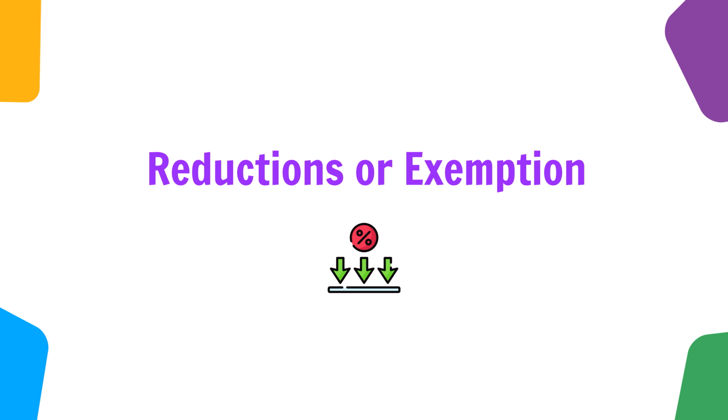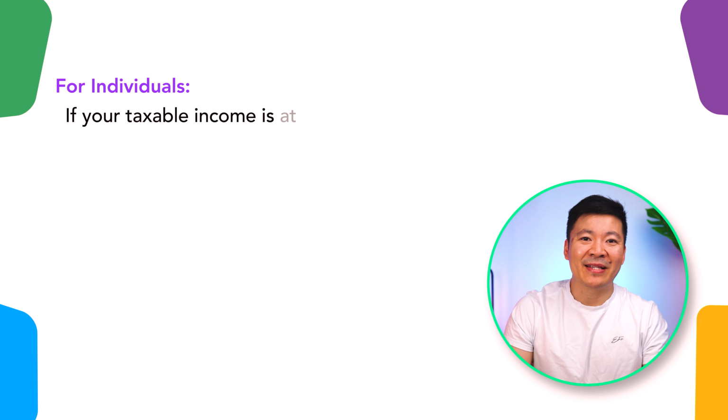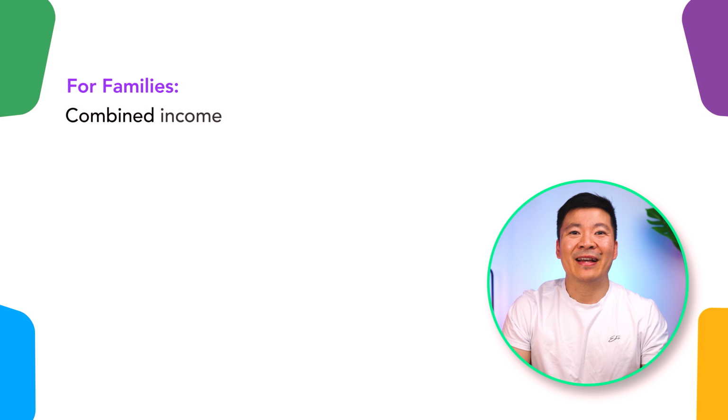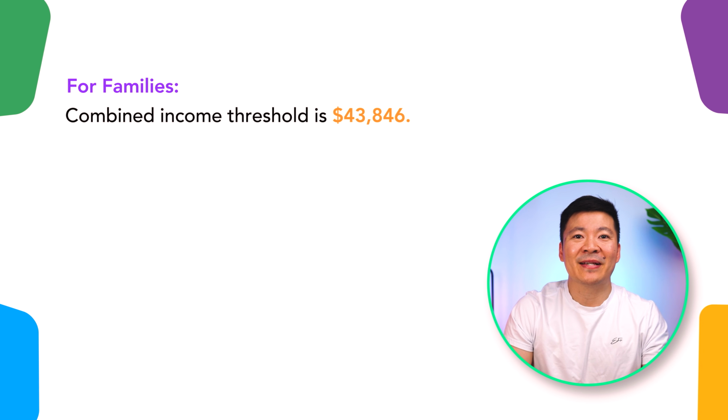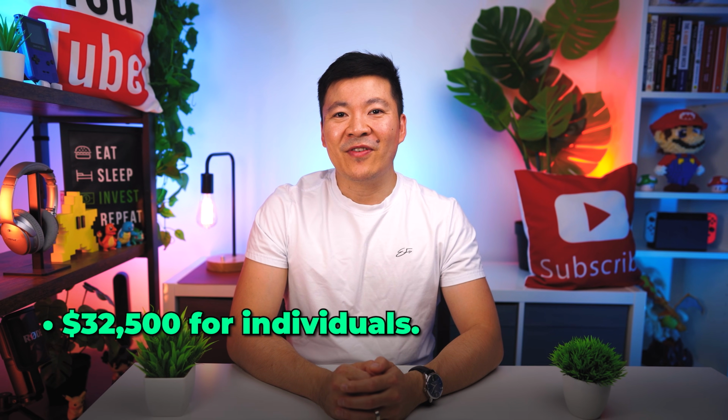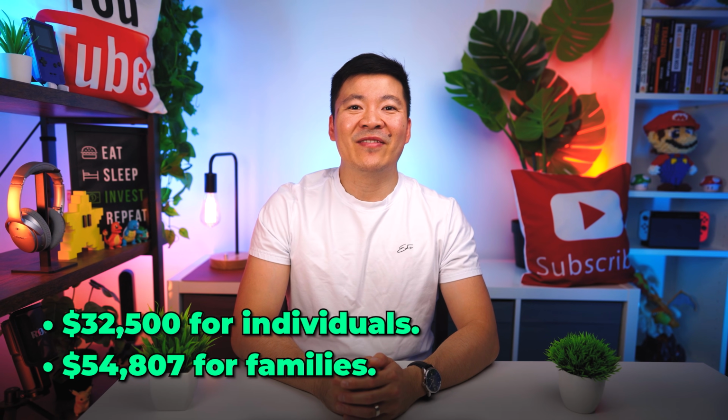Let's now talk about who can get a Medicare levy reduction or exemption. Low income earners. If your income is below certain thresholds, you may qualify for a reduction or exemption. For individuals, if your taxable income is at or below $26,000, you are exempt from Medicare levy. For families, the combined income threshold is $43,846, which increases by $4,027 for each dependent child or student. If your income exceeds these thresholds but remains below the upper limits, so $32,500 for individuals and $54,807 for families, you may qualify for a reduced levy. This will automatically be applied when you lodge your tax return.